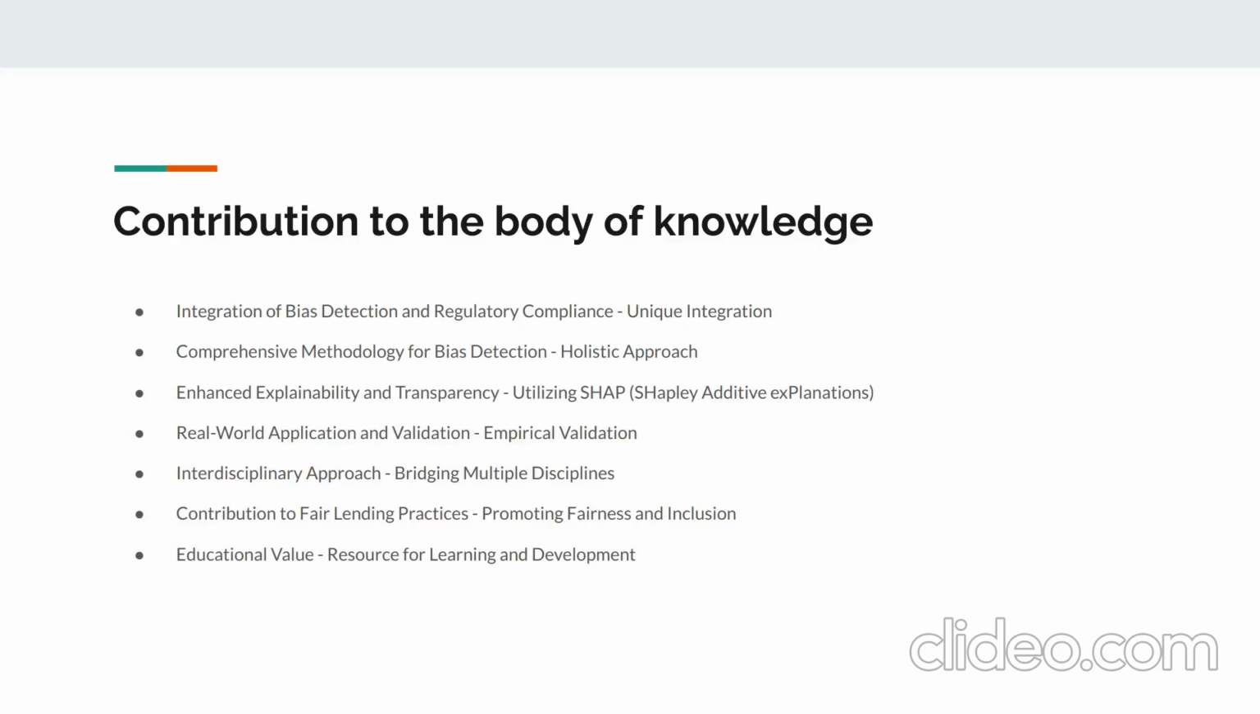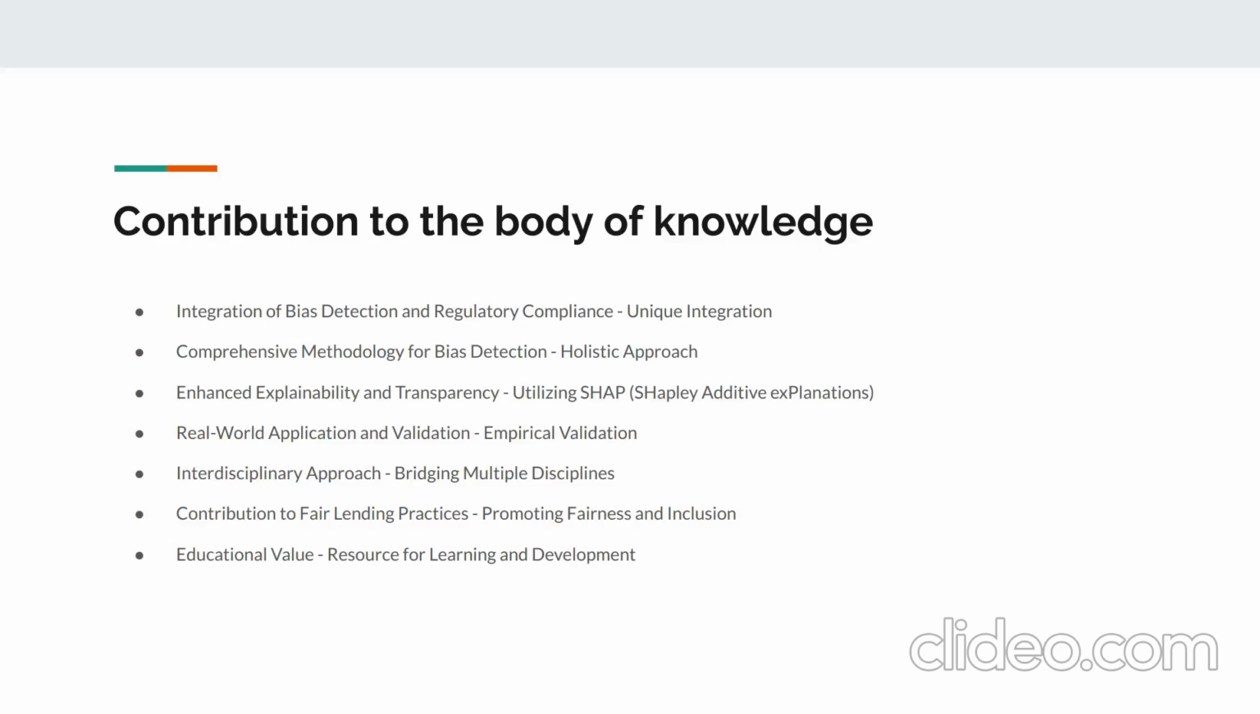Number five, interdisciplinary approach, bridging multiple disciplines. The research takes on an interdisciplinary approach by integrating insights from computer science, law, ethics, and finance. This holistic perspective ensures that the tool not only addresses technical challenges but also considers the legal, ethical, and societal dimensions of bias in automated lending.